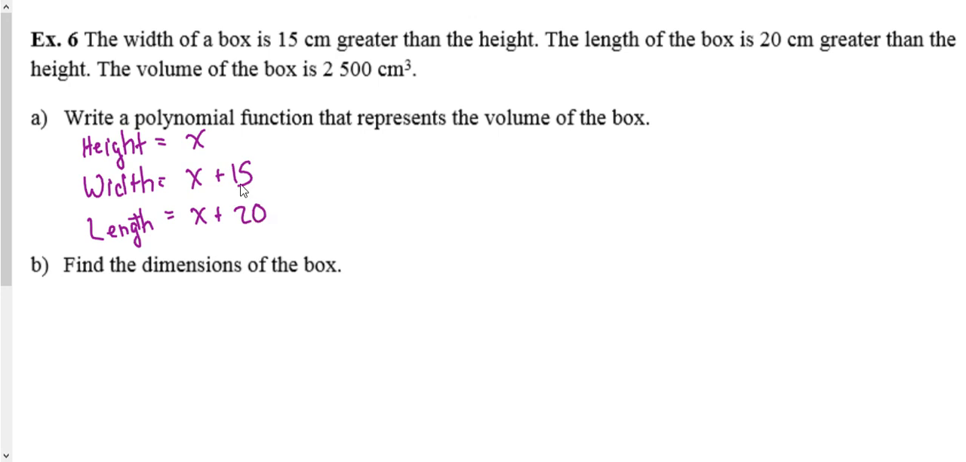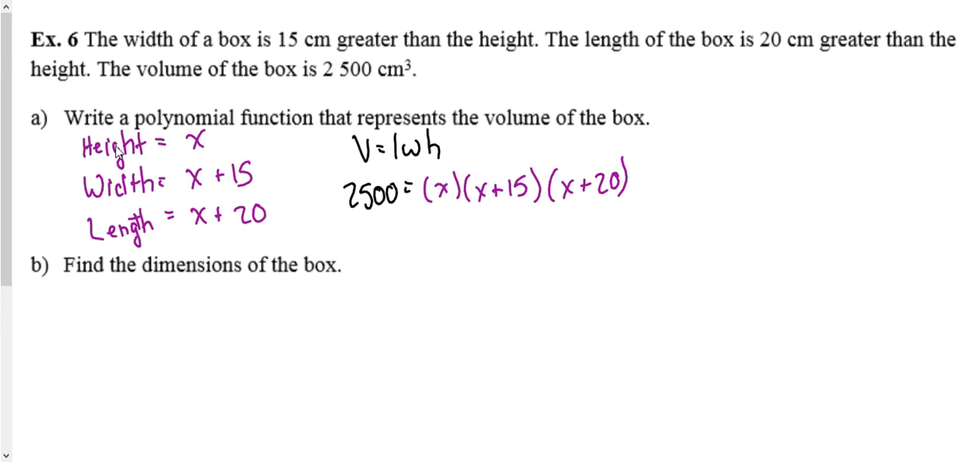And I know that my volume of the box is all three of these multiplied together equals 2500, so let's set that up. So I've got volume equals length times width times height. I know my volume, of course, is 2500, which is equal to x times x plus 15 multiplied by x plus 20. So there we go. We wrote a polynomial function that represents this box. Done.